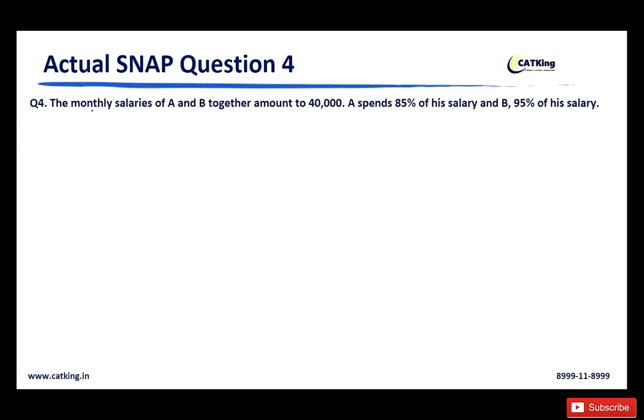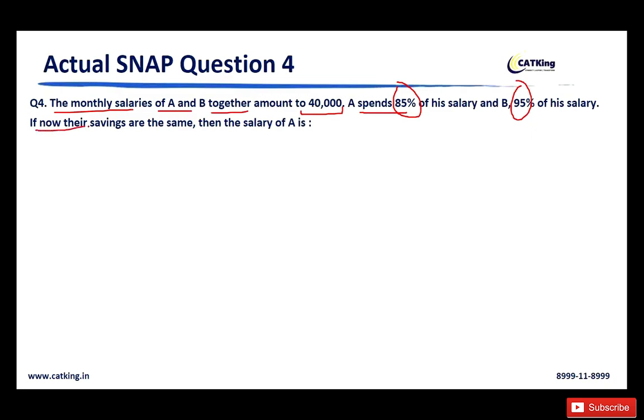Question number 4, we have the monthly salaries of A and B together amount to 40,000. A spends 85% of his salary and B spends 95% of his salary. If now their savings are the same, then the salary of A is. The options given are option A 10,000, option B 12,000, option C 16,000, and the last option, option D, is 18,000. Now again, it's a very simple question.